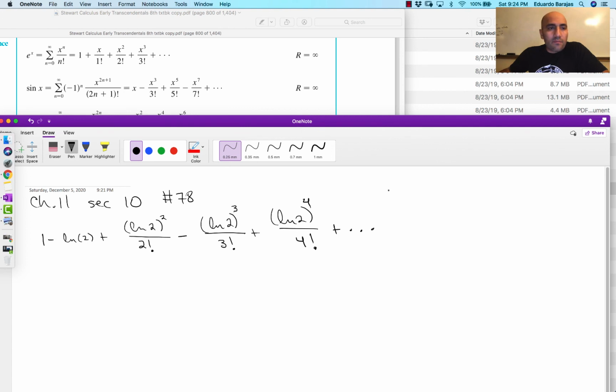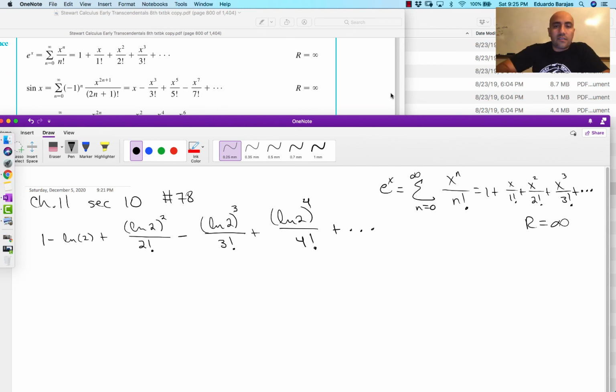So I suspect it has something to do with e to the x, which I know is equal to the sum as n goes from 0 to infinity of x to the nth power all over n factorial, which then, if we expand it out, turns into 1 plus x over 1 factorial plus x squared over 2 factorial plus x to the third power over 3 factorial, right? Plus dot, dot, dot. And this is good for r equals to infinity, right? So the radius of convergence is infinity, r equals infinity.